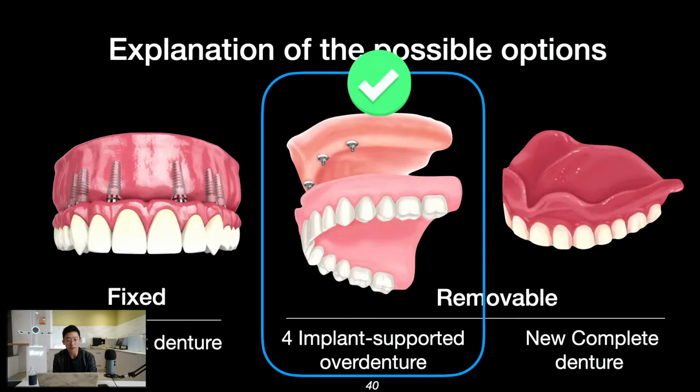So after we explained the possible options, generally fixed or the removable one, the patient chose the full implant supported overdenture. So that means we have to implant 4 implants on the alveolar ridge to support the overdenture. So how can we do it?